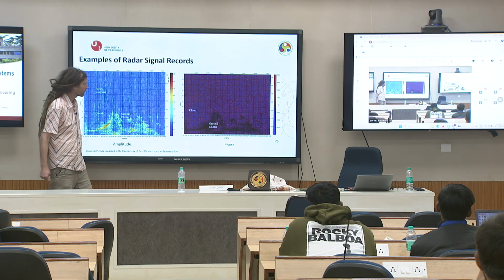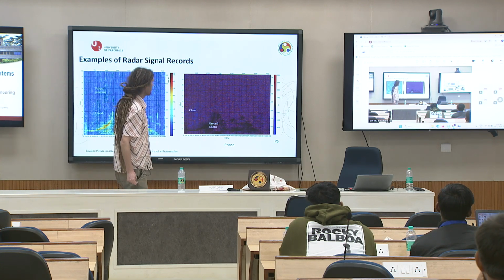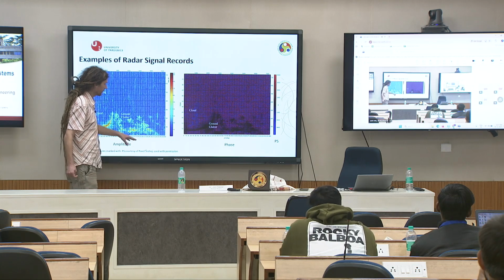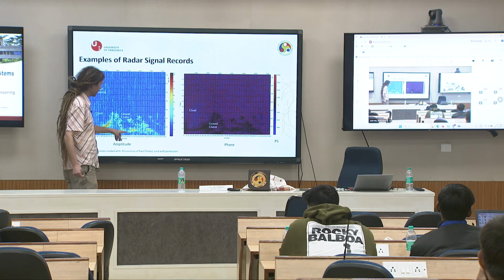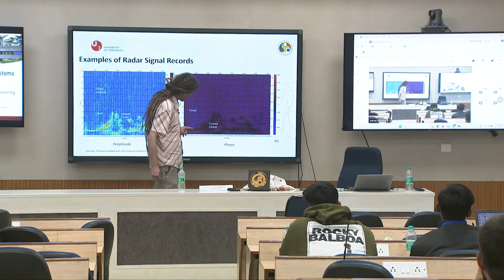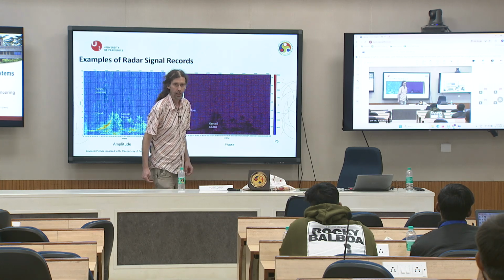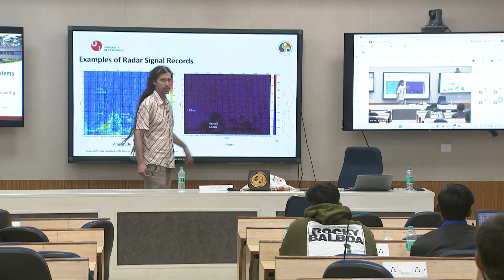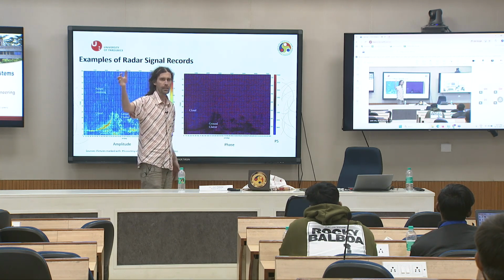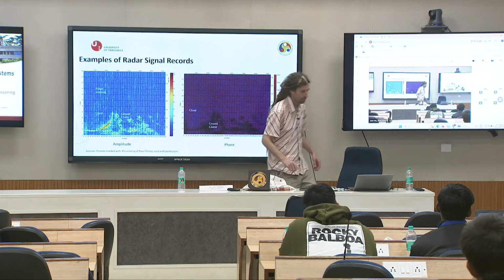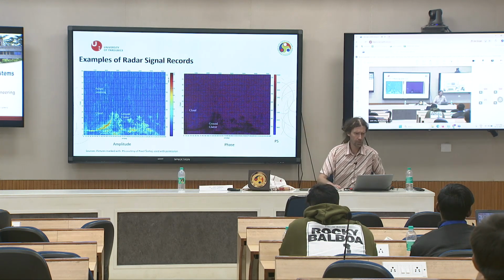So you can see this is the visualization of amplitude, and this is the visualization of phase. You can see why this is black, because it is static. Why this is not black, because the cloud is moving. So it is like this, but there is no target present.